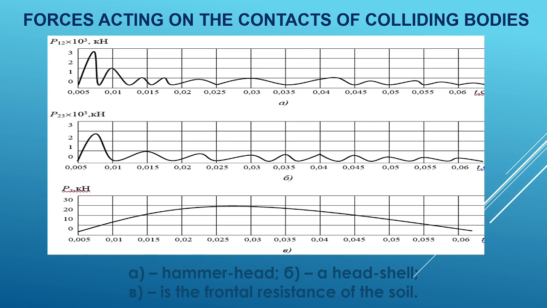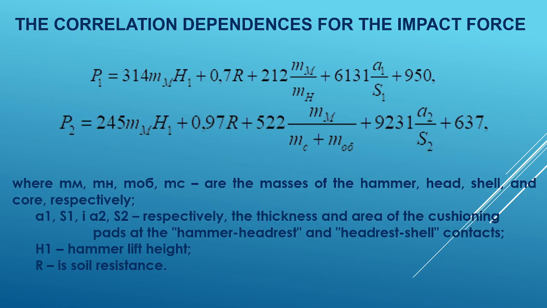Force sections on the contacts of colliding bodies are shown on this slide. These graphs indicate this. A is the hammer-head, B is the head-shell, and C is the frontal resistance of the soil. These dependencies are shown here. The correlation dependencies for the impact force are presented here.